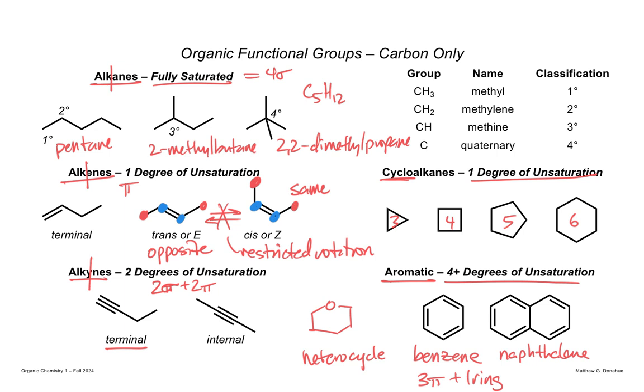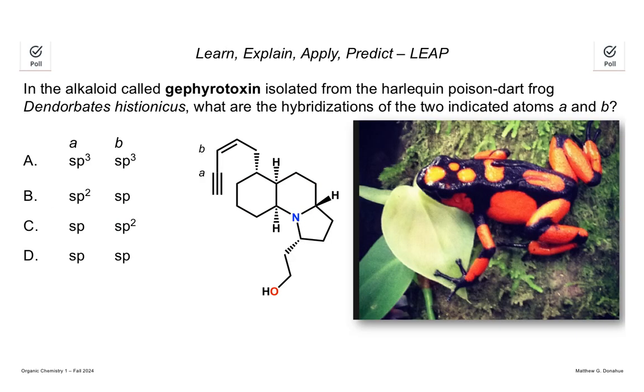So alkenes, alkynes, cycloalkanes, and aromatics are the carbon-only functional groups. So let's put some of this to practice here. The molecule that's shown is called batrachotoxin, and it's right in the word there. It's a toxin. It's isolated from the skin of the harlequin poison dart frog. I'm not a biology person, so I'll butcher that name, but there's 2 carbon atoms identified, A and B. What are their hybridizations?